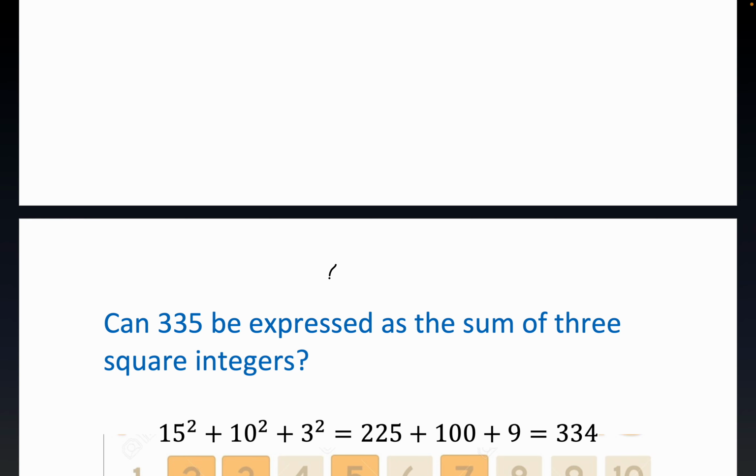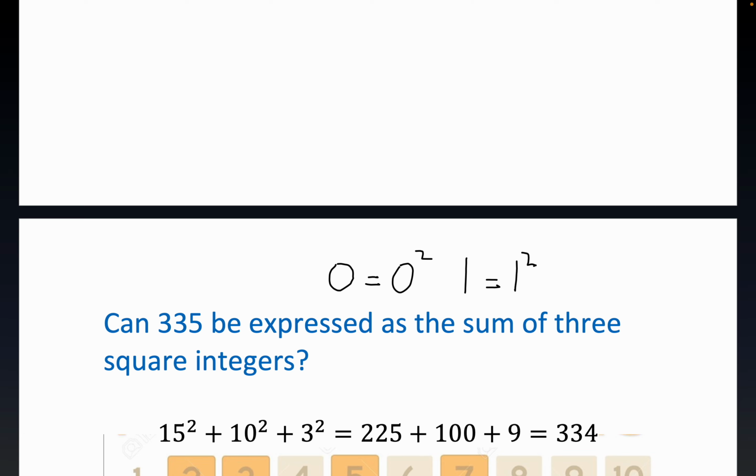Want to know if this number 335 can be written as the sum of three square integers. And just to be clear, 0 is a square integer. It's equal to 0 squared. Okay, and also 1 is equal to 1 squared. So let's keep in mind those trivial ones as we move along.